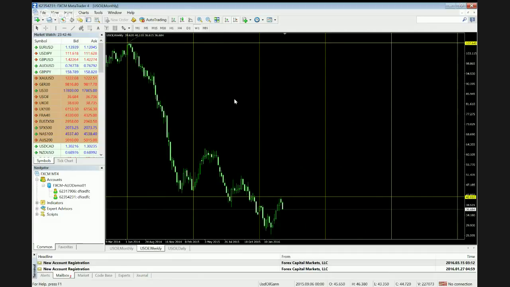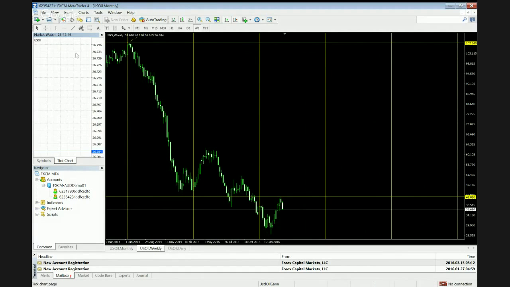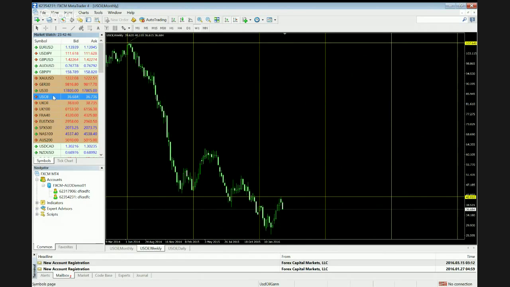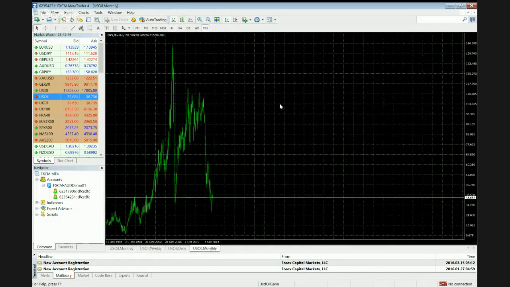Okay, and what else I wanted to share with you before I go to drawing? Okay, let's start the drawing. Okay, here's all. Okay, this is the monthly chart.